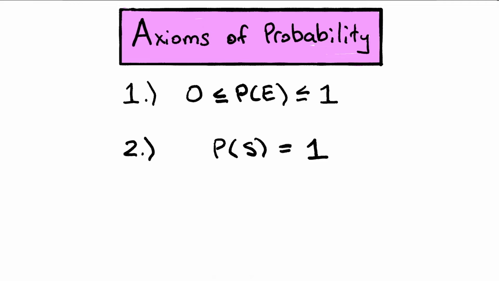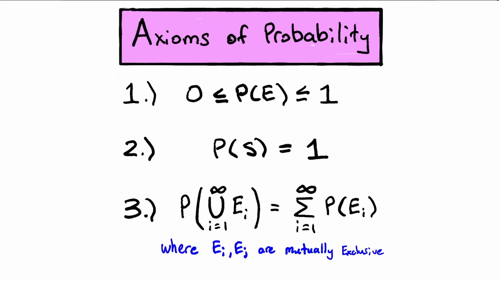Our next axiom is that the probability of the sample space is always equal to 1. So why does this make sense? Well, the sample space encompasses all possible outcomes. So surely there's a 100% chance that one of these outcomes comes true.